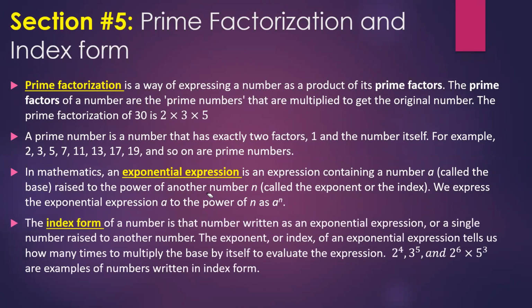The index form of a number is the number written as an exponential expression or a single number raised to another power. The exponent or index of an exponential expression tells us how many times to multiply the base by itself to evaluate the expression. 2 to the power of 4, 3 to the power of 5, and 2 to the power of 6 times 5 to the power of 3 are examples of numbers written in the index form. Very good.